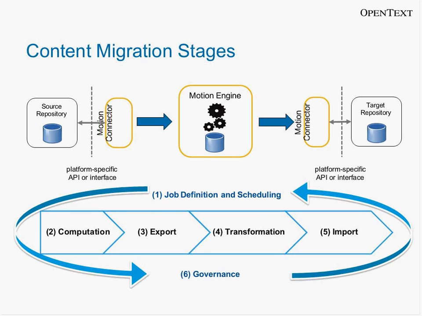We'll do a very simple transformation of the content in the demo. And finally, the content is moved from Motion engine to the target repository by using the appropriate Motion connector, in this case, the 8.5 Motion connector. Stage 6 is a very generic one. We provide governance tools so you can take a look at how things are going, whether there was any mistake, problem, or error, and act accordingly. Right?